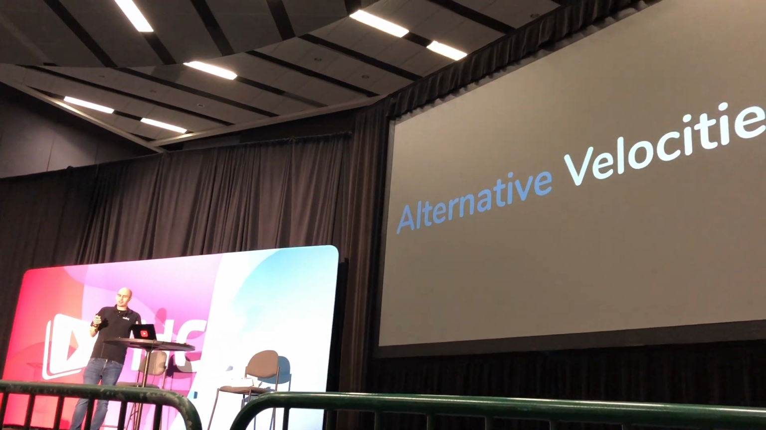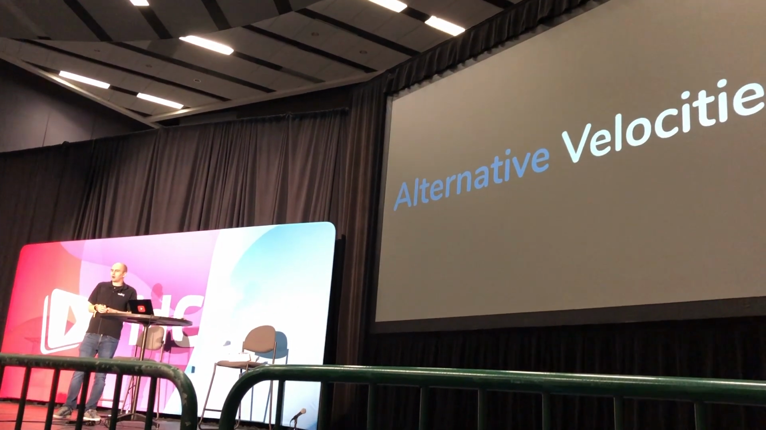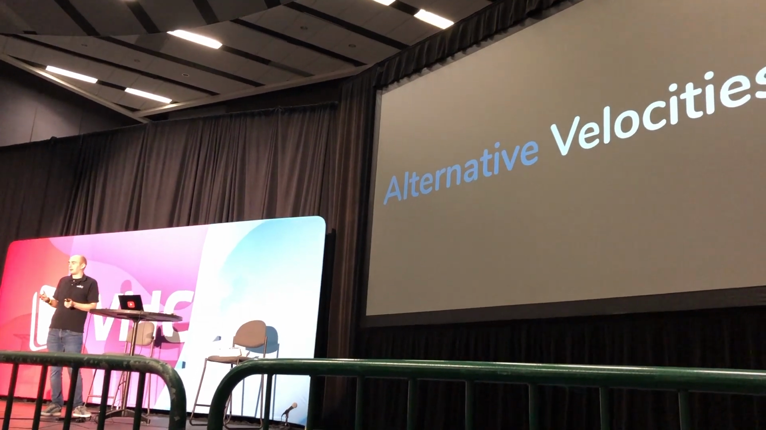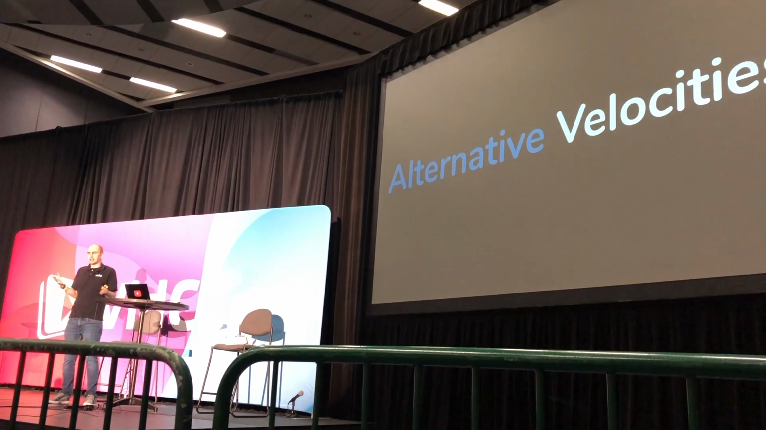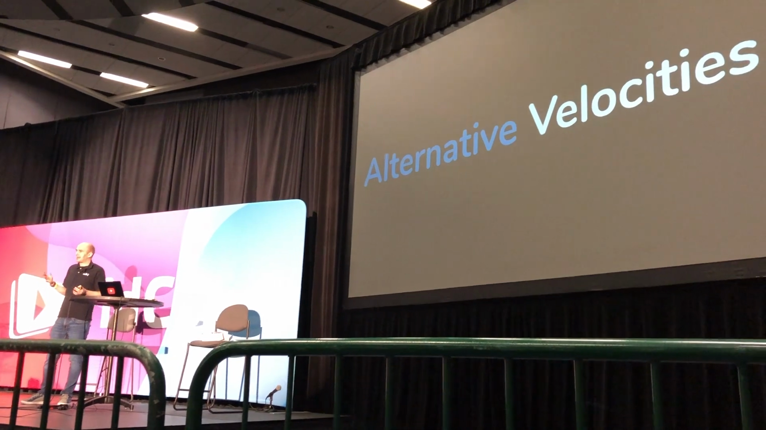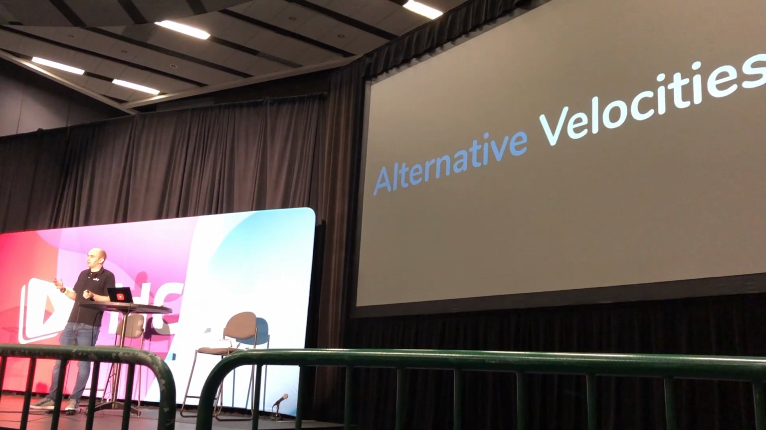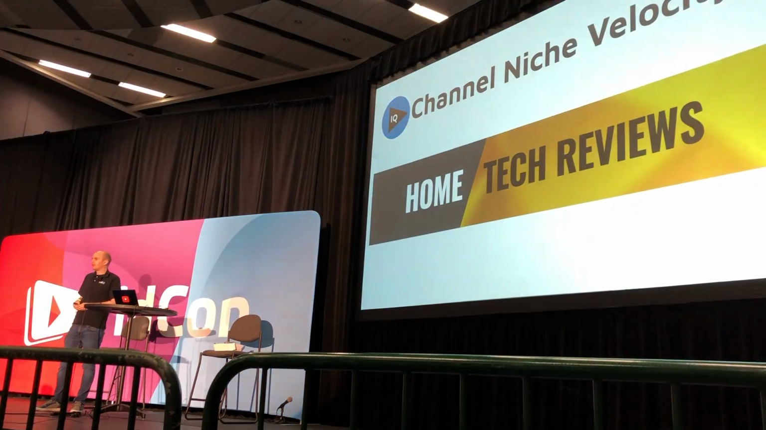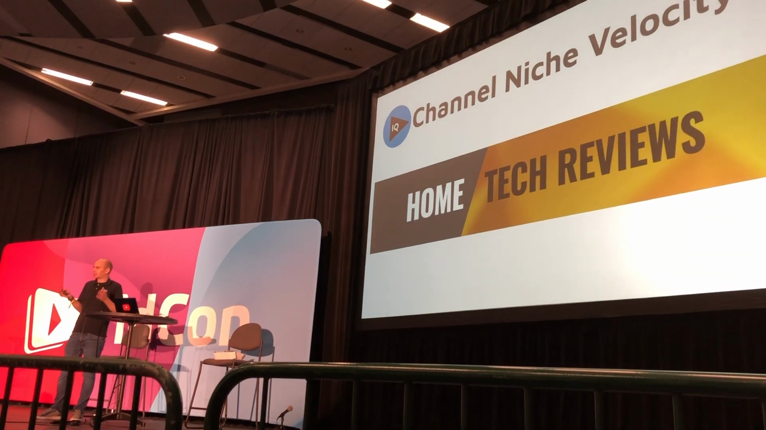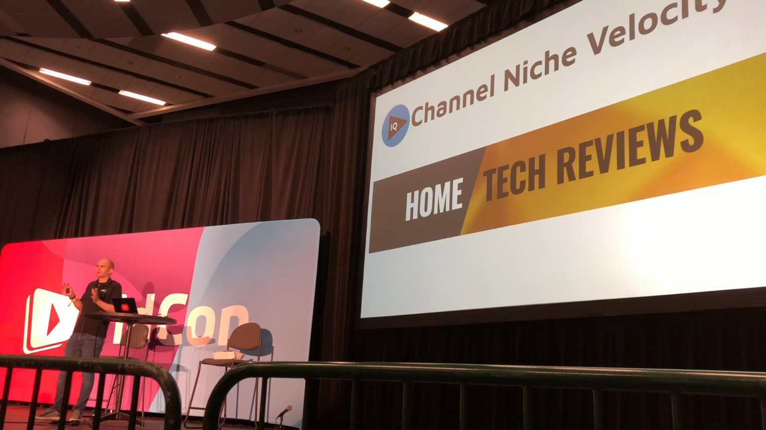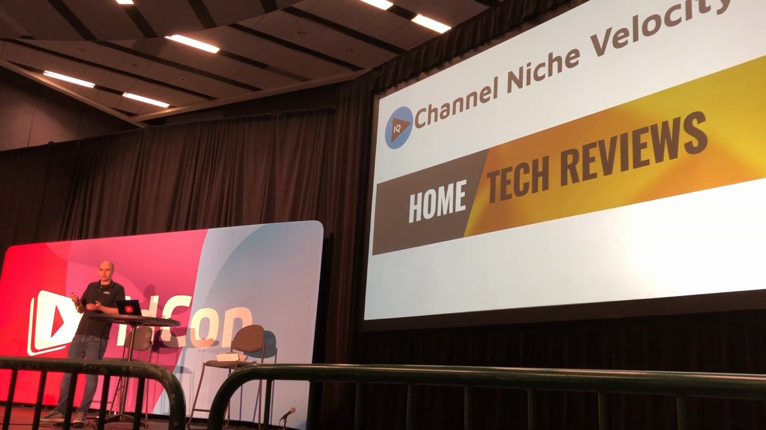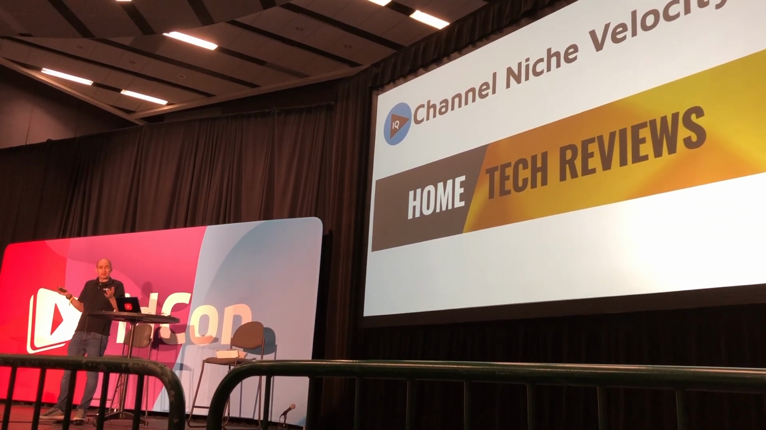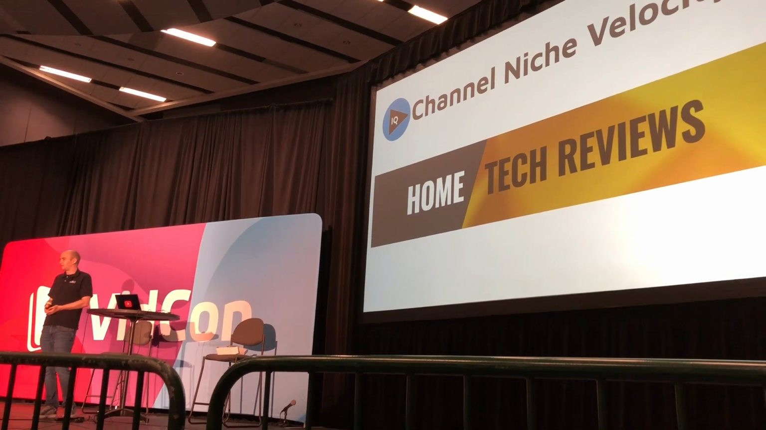Okay, so we've looked at some of the strategies for identifying and potentially changing your content for gaining video velocity. But I wanted to look at some alternative types of velocity. And one of those is potentially your channel niche. And I see this all the time when I'm auditing channels at vidIQ. And I'm picking a random one here again. It's called Home Tech Reviews.